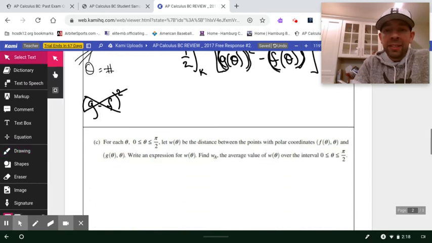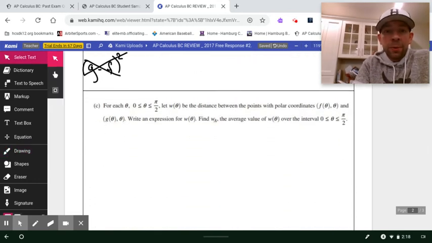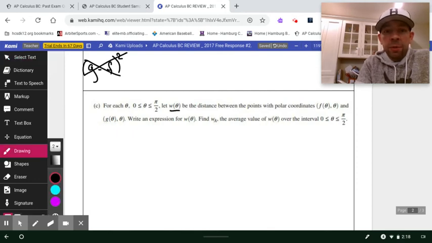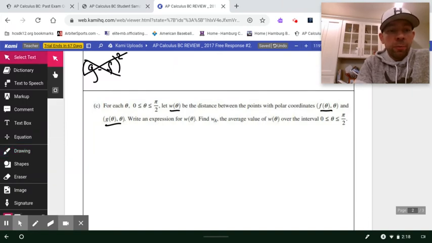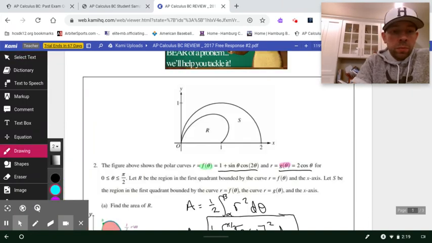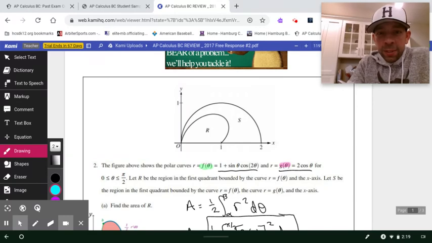All right, part C says, okay, let this new function named w of theta be the distance between the points with these polar coordinates. So let's see if we can draw a picture of what w might look like. So I guess in essence, w is going to be the distance between, let's see, any two points that fall on the same ray.